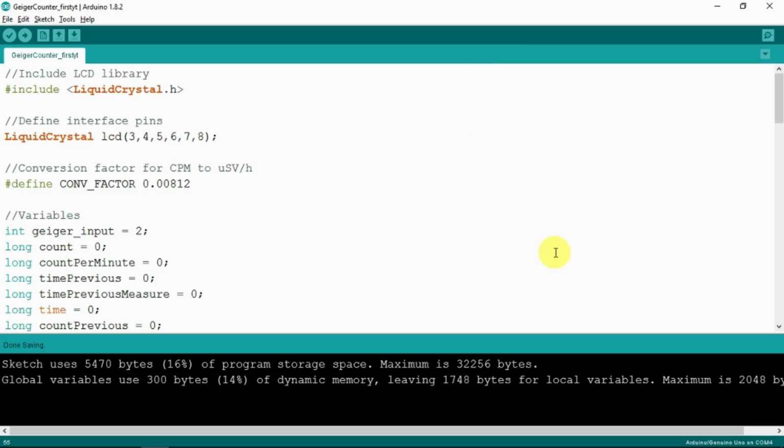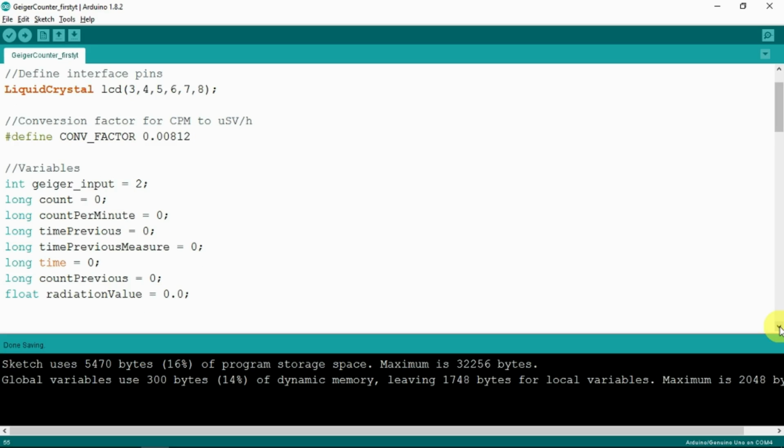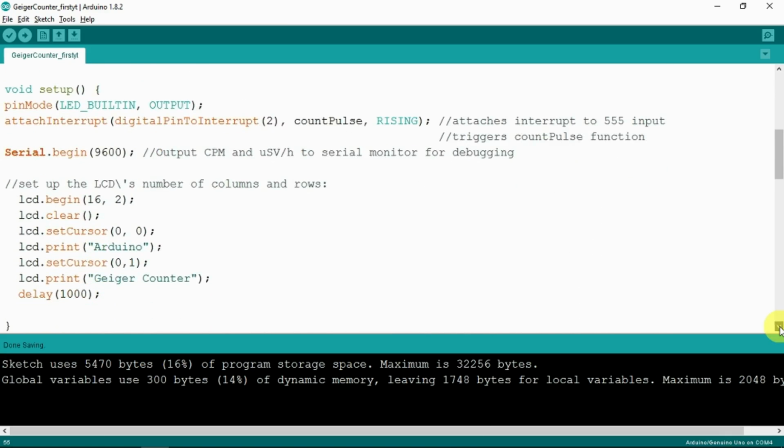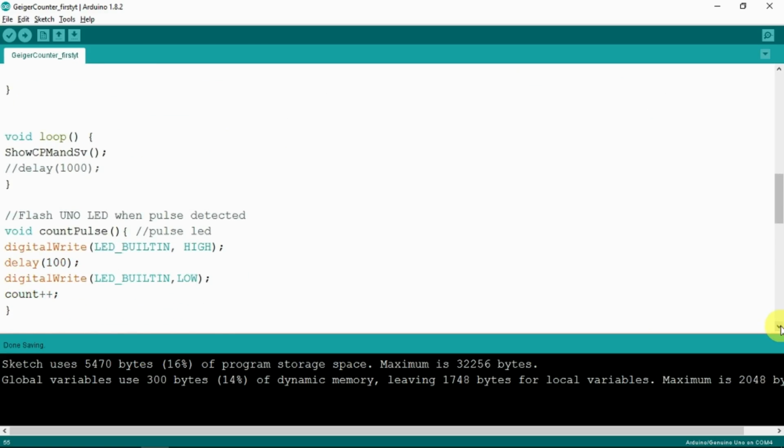So getting back into the code now, the next thing that we do is to declare our variables, which are obviously the input pin, a variable to count per minute, and all those things that you can read. And in our setup, we are obviously defining the pin modes and attaching the interrupt, as we saw before, to pin 2 and calling a routine called count pulse on the rising edge. After that, in the setup, we define the liquid crystal columns and rows, and we just print out a little test message saying Arduino and a Geiger counter. Then comes our loop function, so this is just going to go round and round, and that calls the routine called show CPM and sieverts.